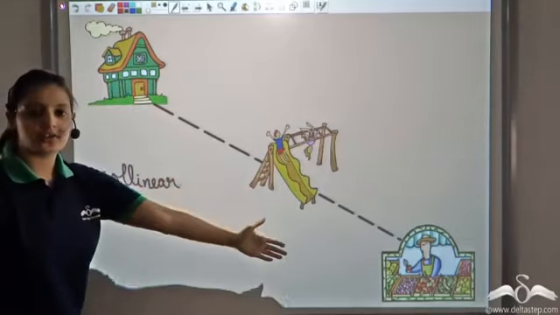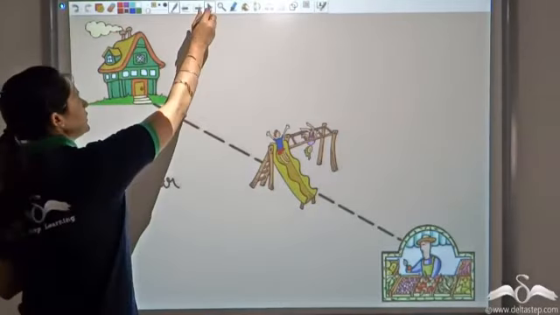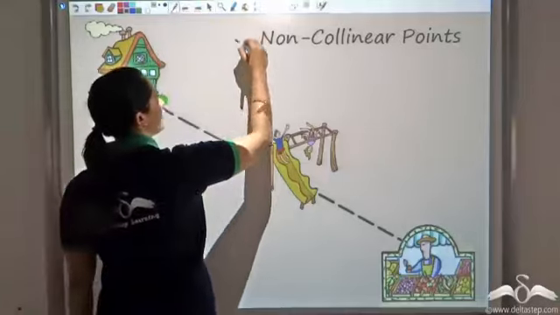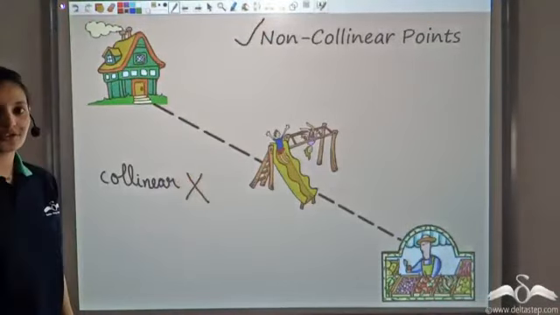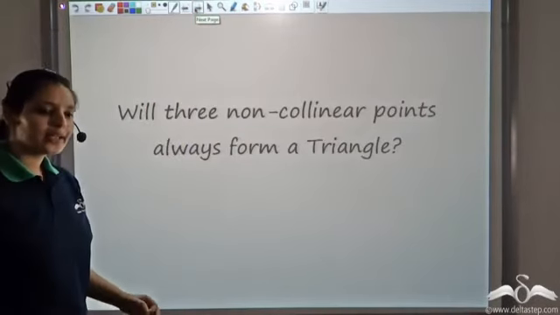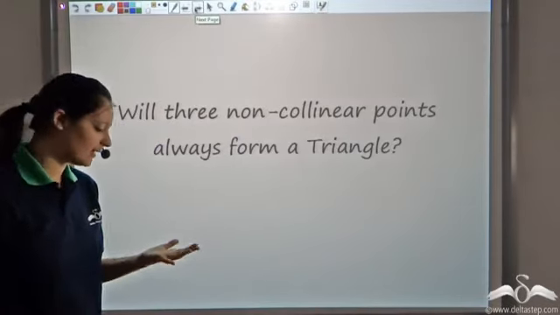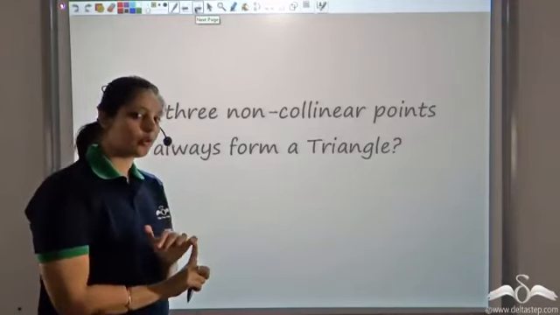So when three things are collinear, I do not get a triangle. So for a triangle, what is necessary is non-collinear points. Non-collinear points give me a triangle and collinear points do not. I end this with a question: will any three non-collinear points give me a triangle? We've seen that collinear points do not and non-collinear points do. But will that always be true?